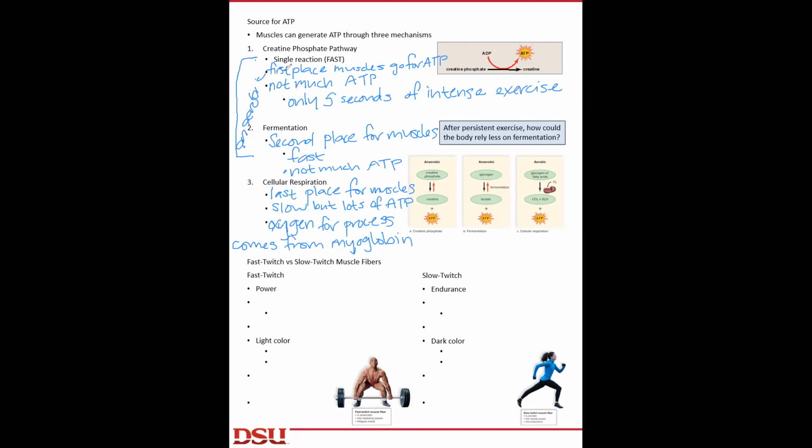So now let's look at our fast twitch versus slow twitch muscle fibers. We have these 2 different types. Each of them has their own strength, if you will. So when we look at fast twitch, we're looking at power. This is something that is going to produce a lot of quick energy. A lot of quick energy is used in fast twitch muscles. So things like our creatine phosphate pathway and fermentation, those are the sources that fast twitch muscles tend to go to.